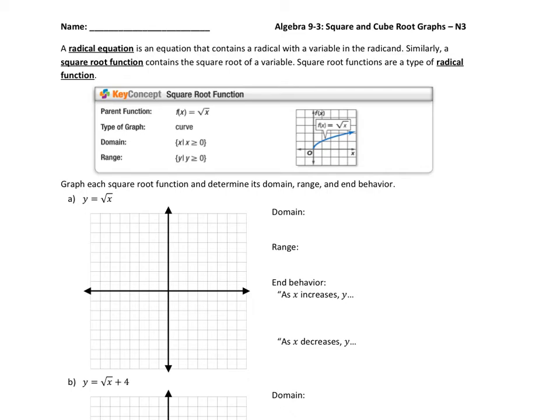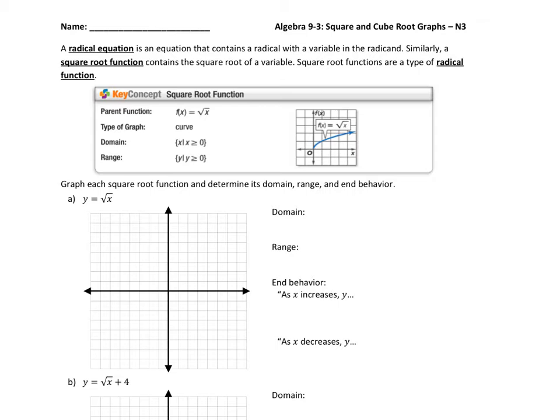Algebra Unit 9, Lesson 3, Square and Cube Root Graphs, Notes in Video 3. A radical equation is an equation that contains a radical with a variable as or in the radicand. Similarly, a square root function contains the square root of a variable. Square root functions are a type of radical function.